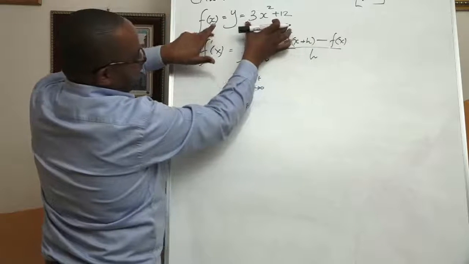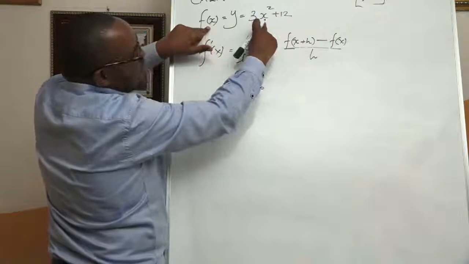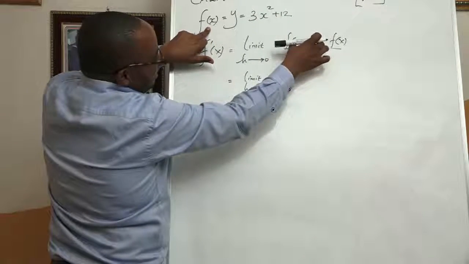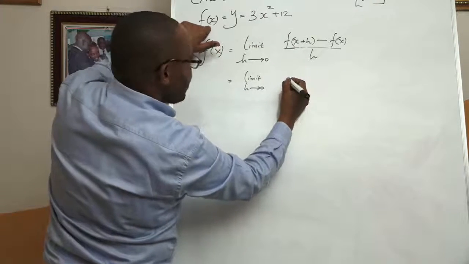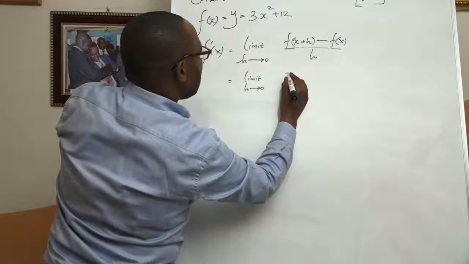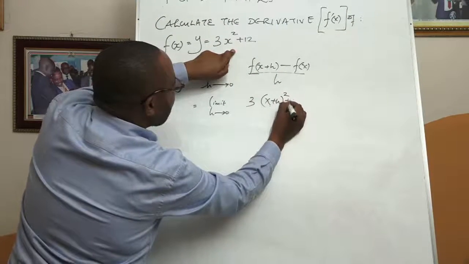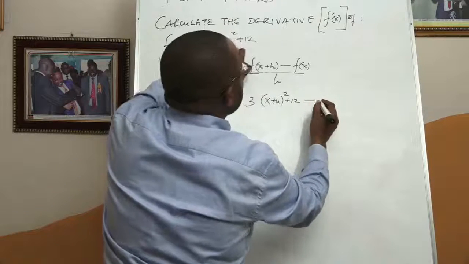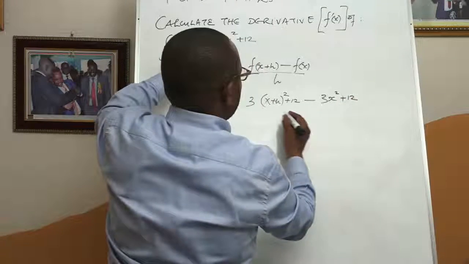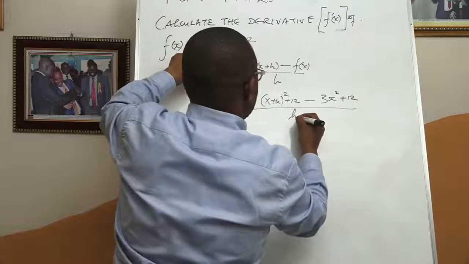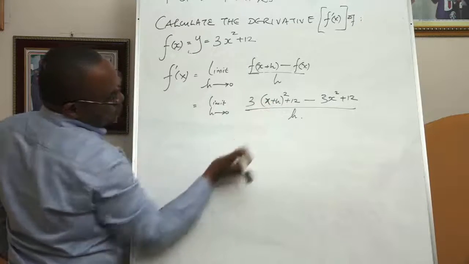Our f(x) is this one. So f(x plus h) is wherever there is an x, you add h, so that you get this. So it is going to be 3 times bracket x plus h squared plus 12, minus 3x squared plus 12, divided by h. Simple as that. I hope you have understood why x plus h.